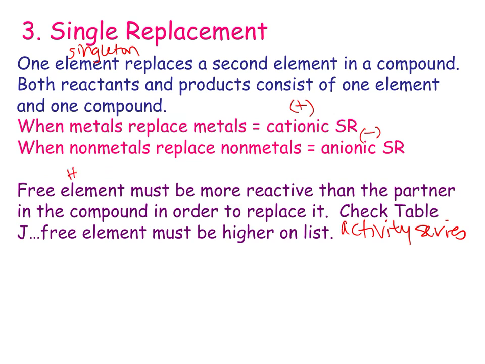On table J, hydrogen is considered a metal. It is not a metal. And in fact, at the bottom of table J, it reminds you of that. However, hydrogen acts like a metal because it likes to lose its electrons. So it acts like a metal. So they include hydrogen on the metal side, but it is not indeed a metal. So metals would want to replace other metals. Nonmetals would want to replace other nonmetals, but only if they are higher. And we'll see an example of that.